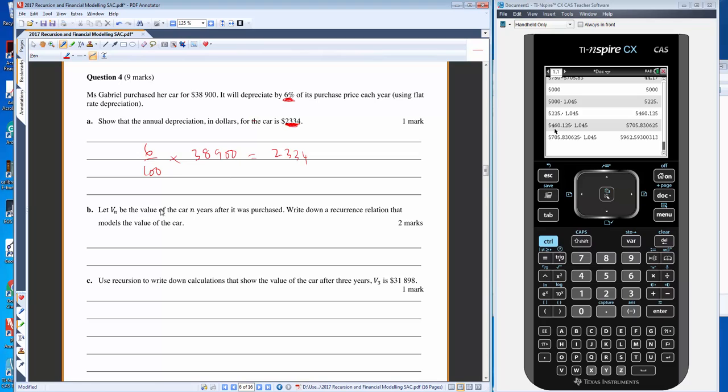Alright, let Vn be the value of the car n years after it's purchased. Write down a recurrence relation. Okay, now remember, a recurrence relation has 2 parts. The first thing, and this is really important, you must put the initial value first. So a few of you lost marks for doing it the other way around. So the initial value V0 must be defined first. That's the purchase price of the car, 38,900, and then Vn plus 1 equals Vn take away 2334 is the recurrence relation. The next term can be calculated by subtracting 2,334 from the previous term. So it needed both of those things to get the 2 marks for that.